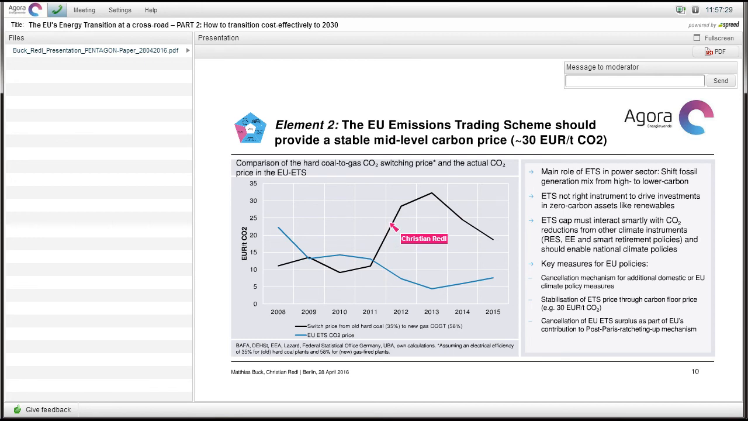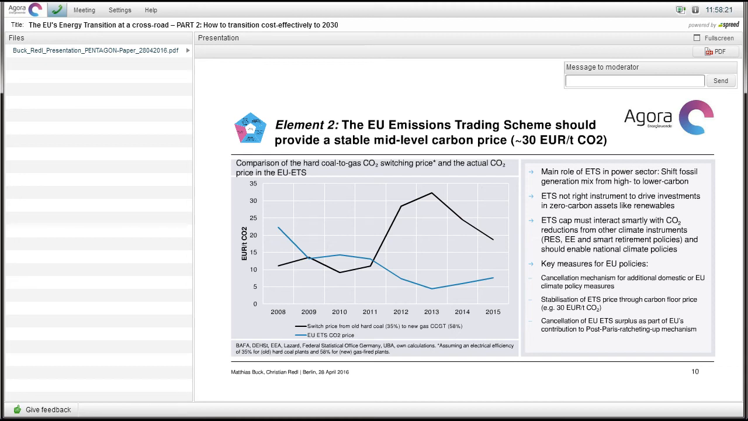So under current market conditions, and also given the outlook over the next years, a price of some 30 euros per ton would be sufficient to get this. So one recommendation, or one key measure, for a revision of European policies regarding the ETS is to stabilize the price by implementing a carbon floor price of exactly this 30 euros per ton. But since this will also not be enough to tackle the issue of old, inflexible and depreciated capacities, we will need the smart retirement policies, which I discuss in a minute. So it's important to facilitate a smooth interplay between these elements.